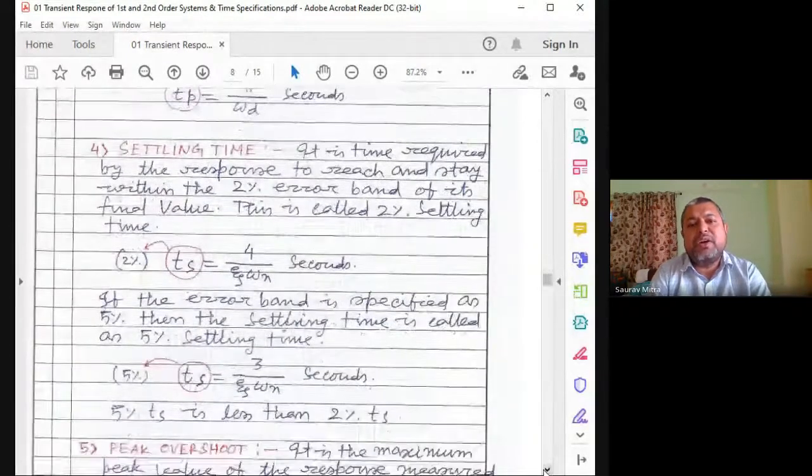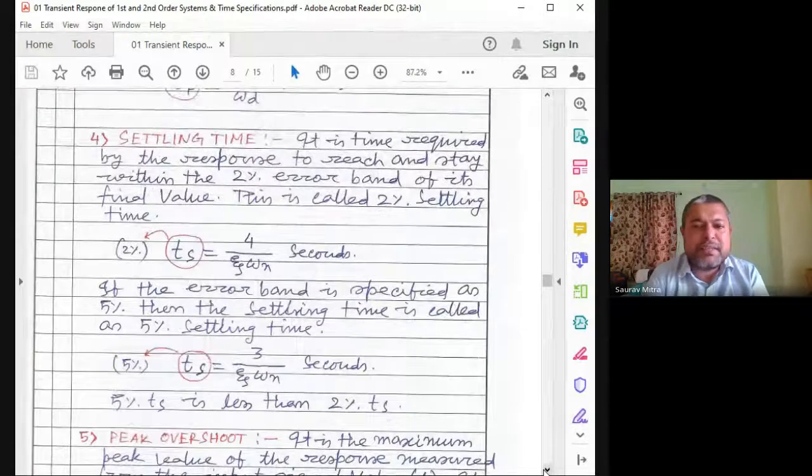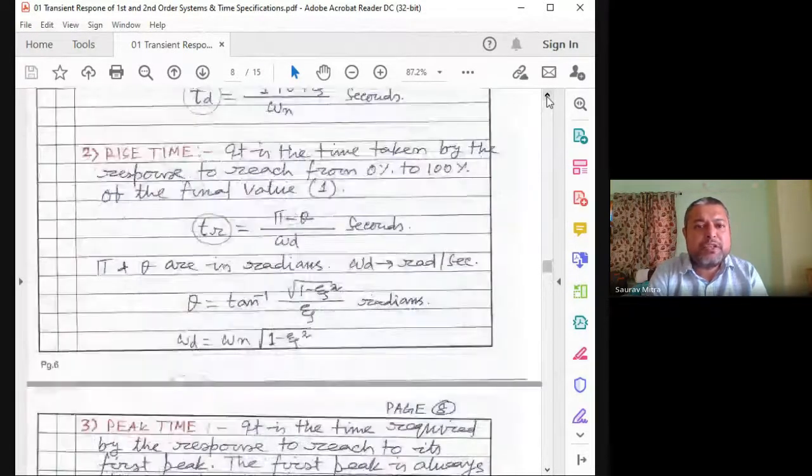There is something called 2% settling time and something called 5% settling time. So what is 2% settling time, which is more accurate? For 2% settling time, the TS value is more; for 5% settling time, the TS value is less. Actually, we are trying to find out when this response is entering the band. The final value of the response is 1.